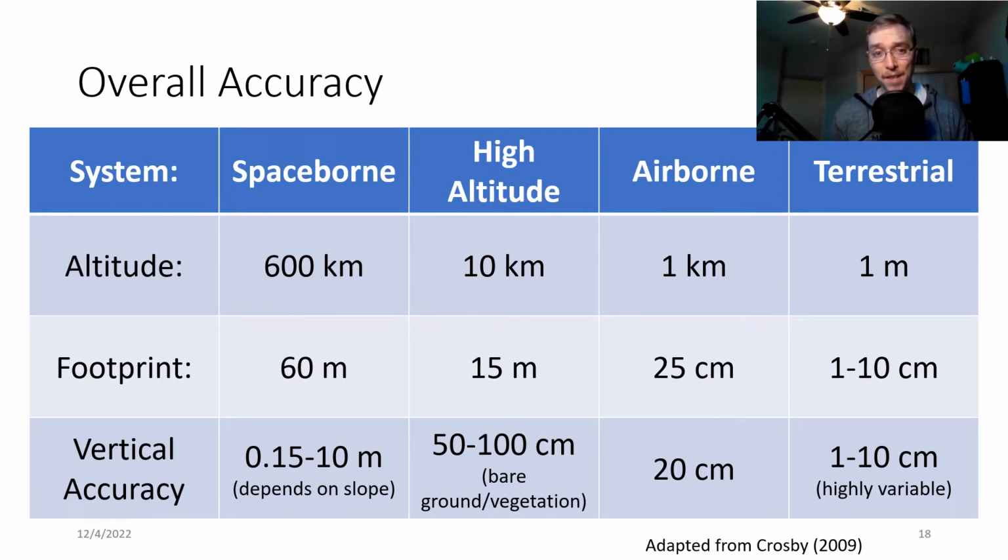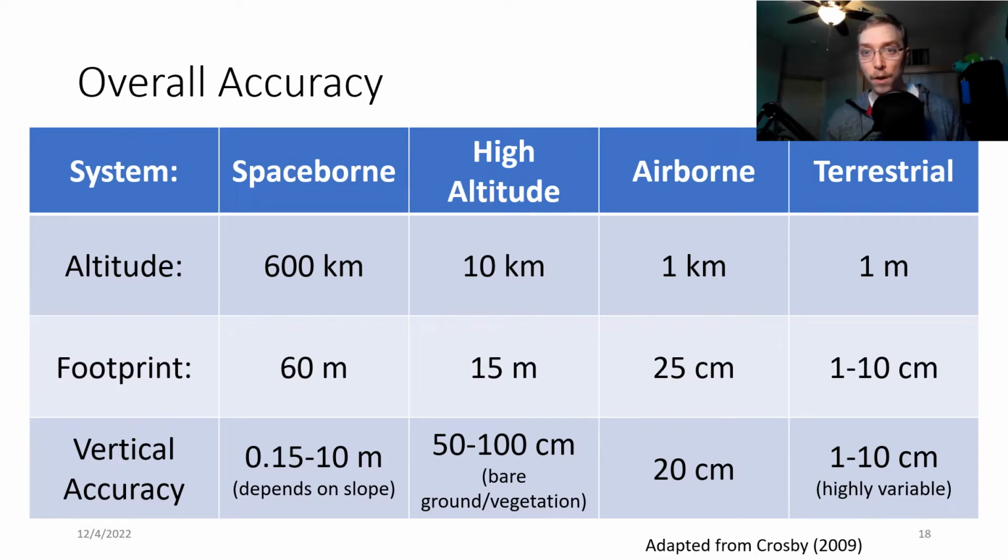We have about a 60 meter footprint, and our vertical accuracy is between 15 centimeters and 10 meters, depending on the slope. High altitude LiDAR flown right around 10 kilometers. We have a horizontal footprint of about 15 meters, so 15 meter resolution. And our vertical accuracy is between 50 to 100 centimeters. Now, if you have bare ground versus vegetation, if you're bare ground, you're towards that 50 centimeters. If you're vegetated, you're towards the 100.